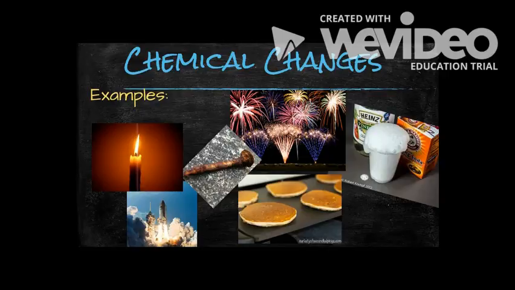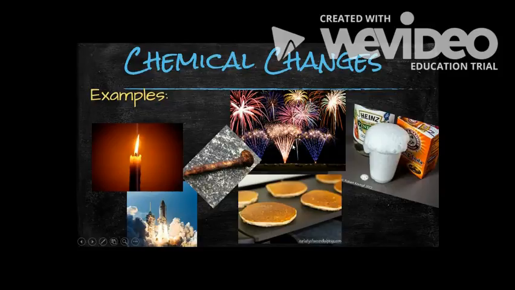The candle could be, depending on what it's made out of. Here we have what looks to be a bone with the gray background. And that bone is deteriorating. It's becoming something new. It's reacting with the environment. Fireworks, everybody loves a good fireworks. They are great examples of chemical change.